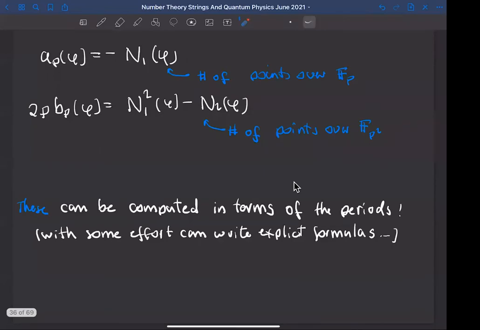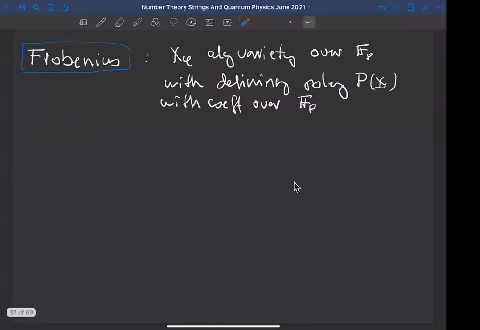So that's not the way I want to discuss this, however beautiful that is. Instead, I'm going to tell you something that's called the Frobenius, which gives us a better way of computing this. And you will see why later, why we want to compute this anyway. So suppose you have an algebraic variety defined over F_p, over the finite field. I will do it just over F_p, the simplest finite field, with some defining polynomial.